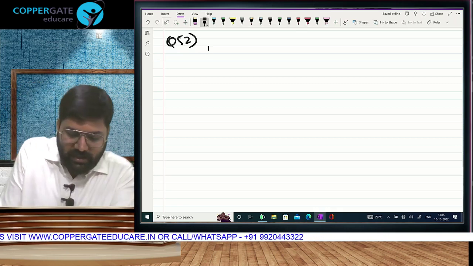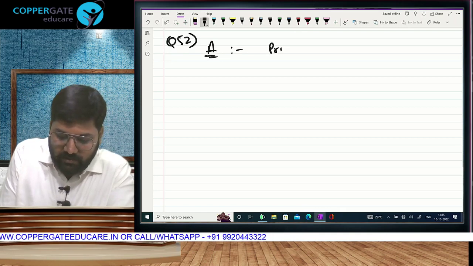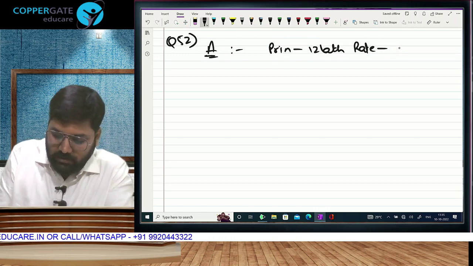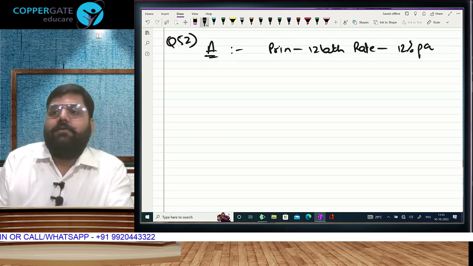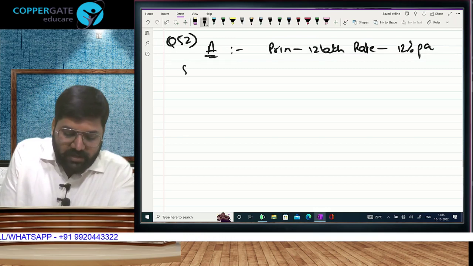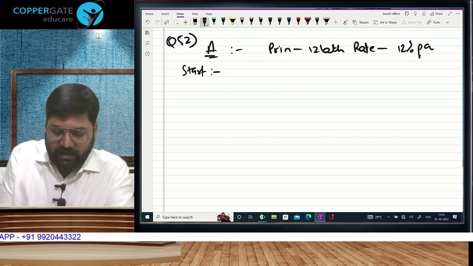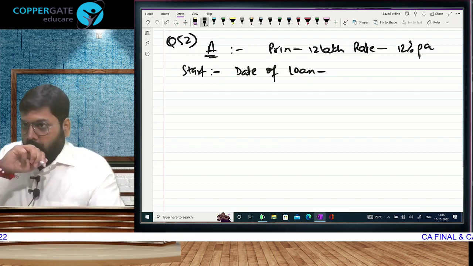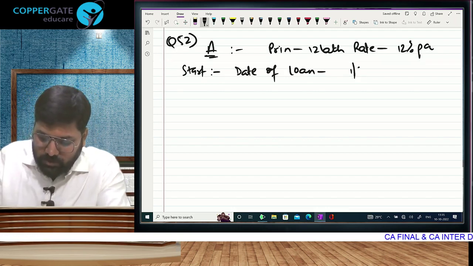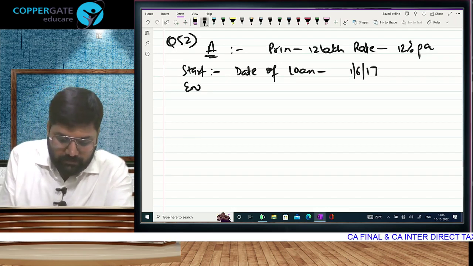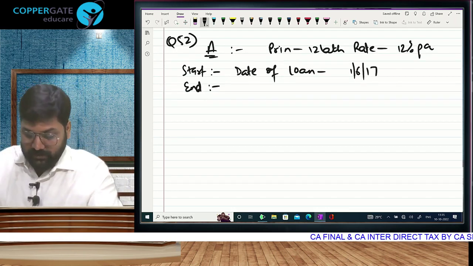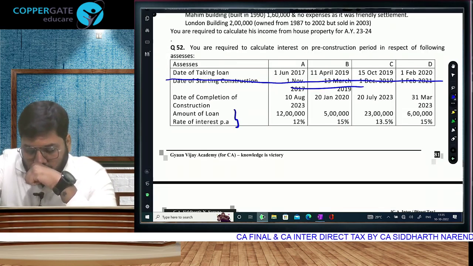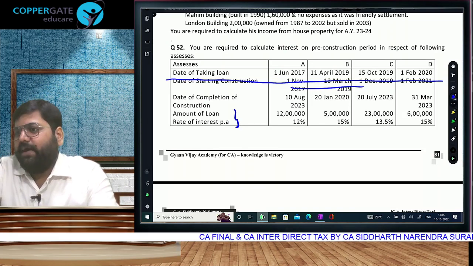Okay? Assessee A. What is the principal? 12 lakh. What is the rate given to us? 12% per annum. Okay. What is the start of your pre-construction period? Can I say the date of loan, which is 1st June 2017. And the end date: you completed the construction on 10th August 2023. What will be the end date of your pre-construction period?